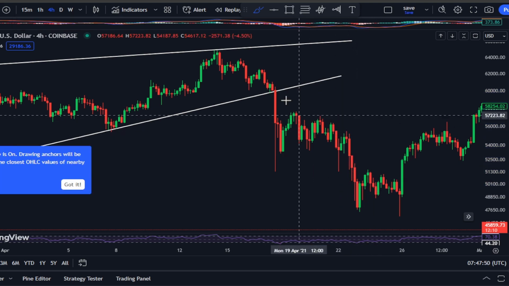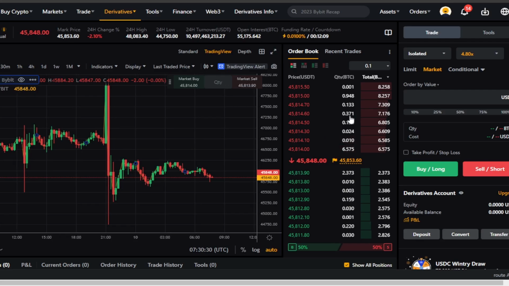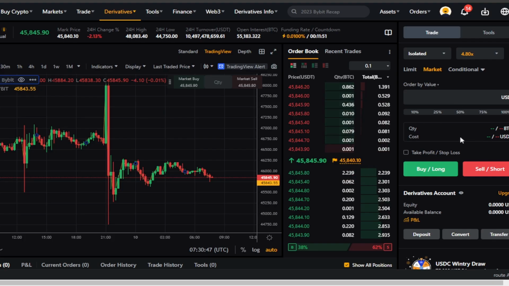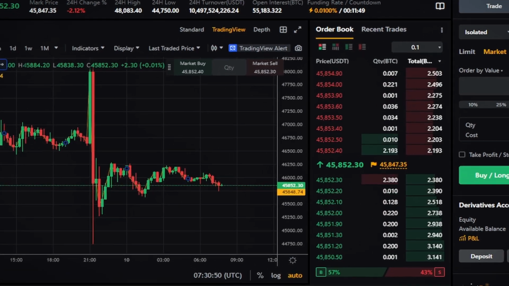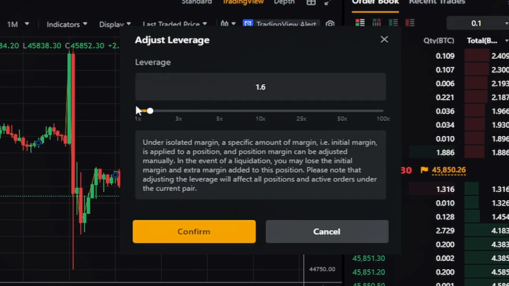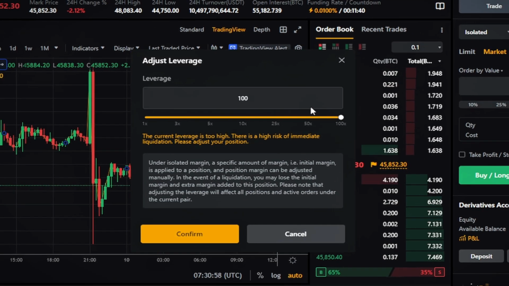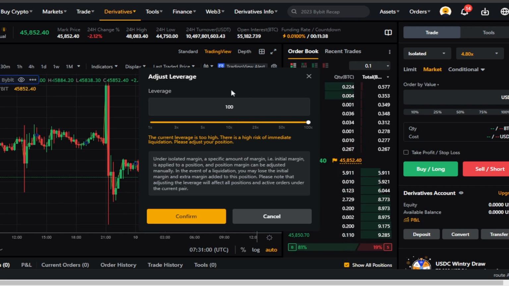Again, right here, you could have entered into a short position on Bybit. Essentially, a short position is you're betting that the market would move to the downside and you would profit on the way down. The profits really depend on the leverage you're using. I have mentioned this in my previous video. You could adjust your leverage right here from 1x to 100x, and be warned, the higher the leverage, the higher the risk of getting liquidated. So be aware of this.